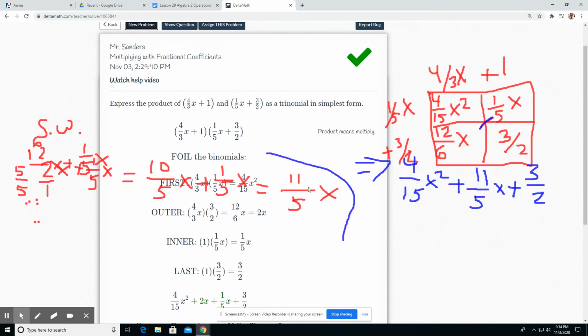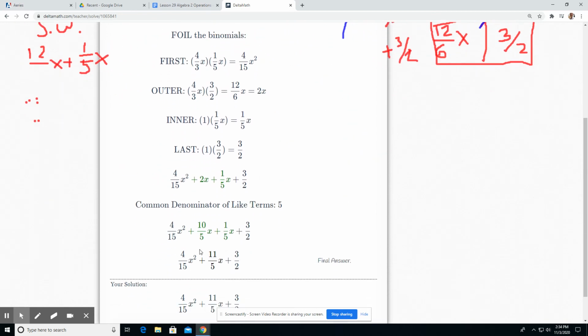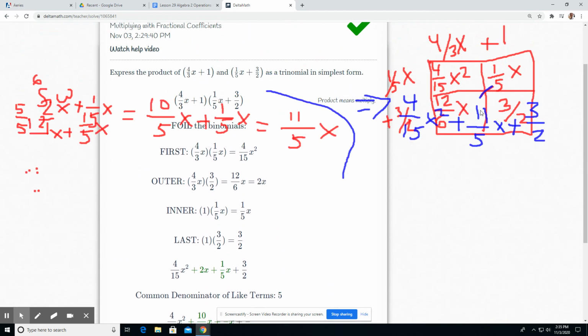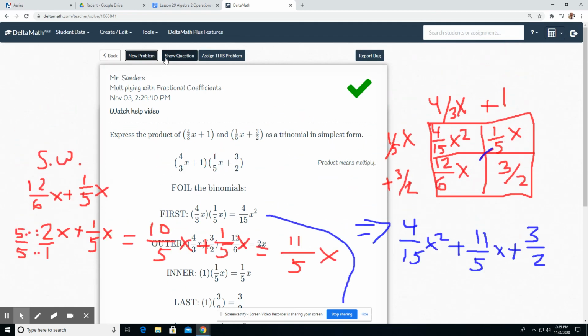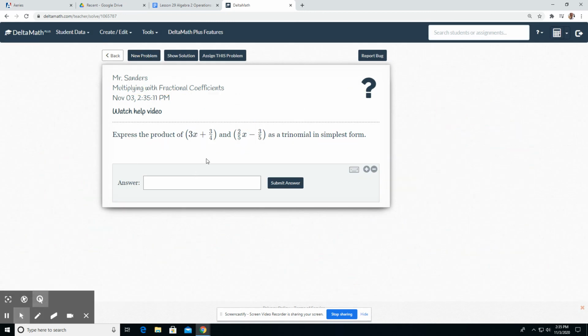And they did it that initial way where I showed you about the distribution, and that's fine. They're distributing and combining like terms. Everything's exactly the same as we have. I would just recommend doing the generic rectangle. It's a little easier that way. Let's see if the next one's any different. All right, and very similar. Everything looks about the same, so same process here.